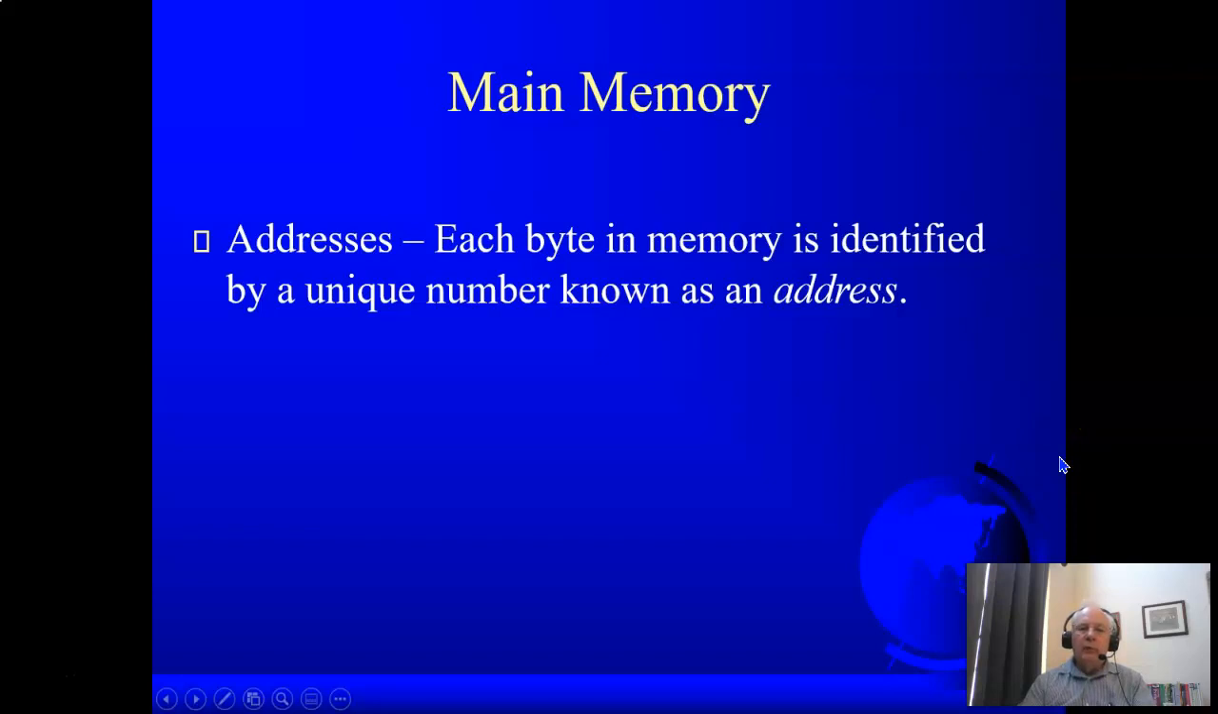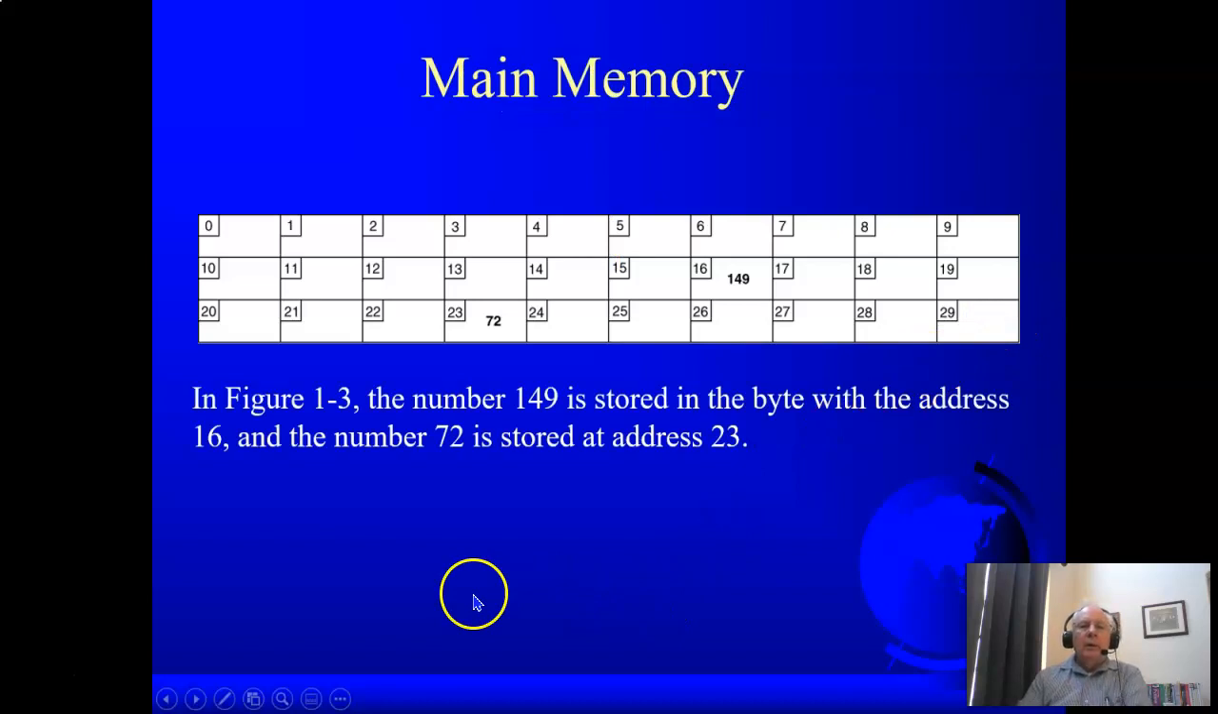Main memory. Address. Each byte in memory is identified by a unique number known as an address. And it starts at 0. And you can see here we have memory locations. Here we have 149 stored in location 16. We have a 72 stored in location 23 in main memory. Now, this portion of main memory would probably be the BIOS ROM, which is read-only memory, which has the startup or boot-up program for the computer. And it gets going, it loads the operating system into main memory, and then the operating system takes over.